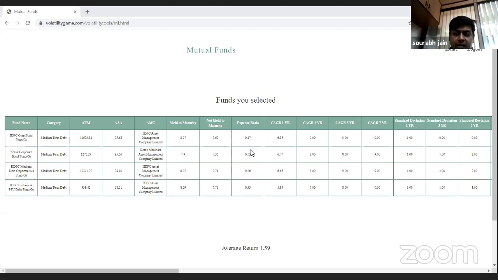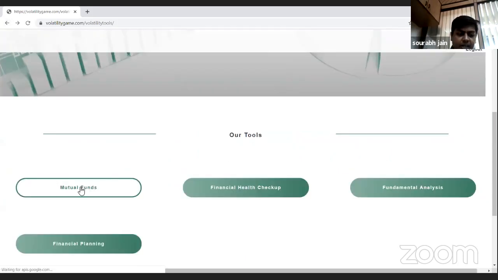So the filter helps us in identifying the top 3 to 4 in the respective category. That is why it makes our job very, very simple.